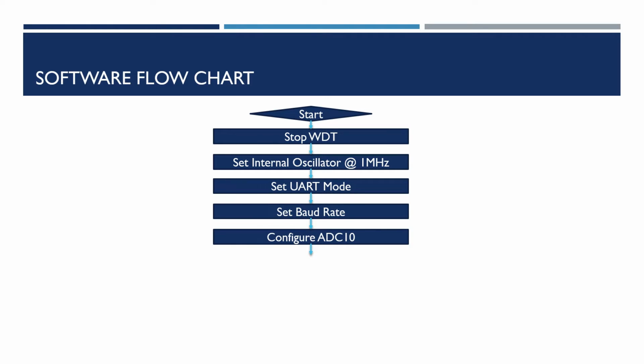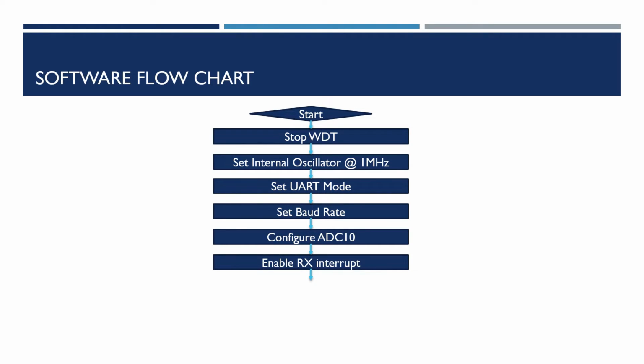Then ADC10 is configured. Now, for the detailed explanation of how the ADC10 configuration is done, you have to see the link in the description below. There is a particular project that I've done and I've explained in detail how you can configure this. So that is configured. Mind you, it is not started. The conversion is not started, but all the values are configured properly.